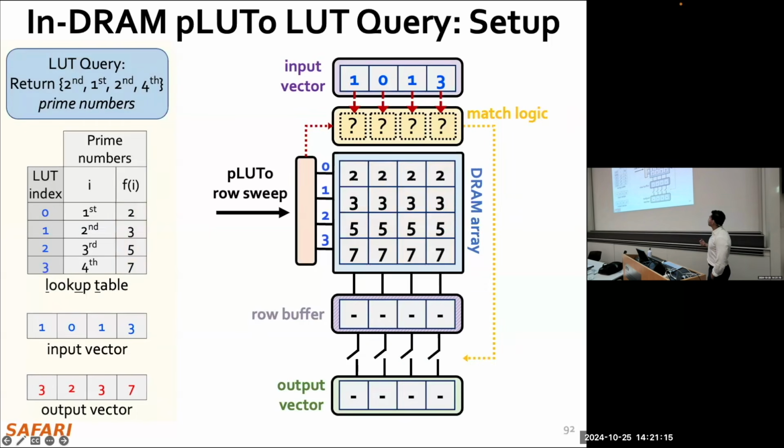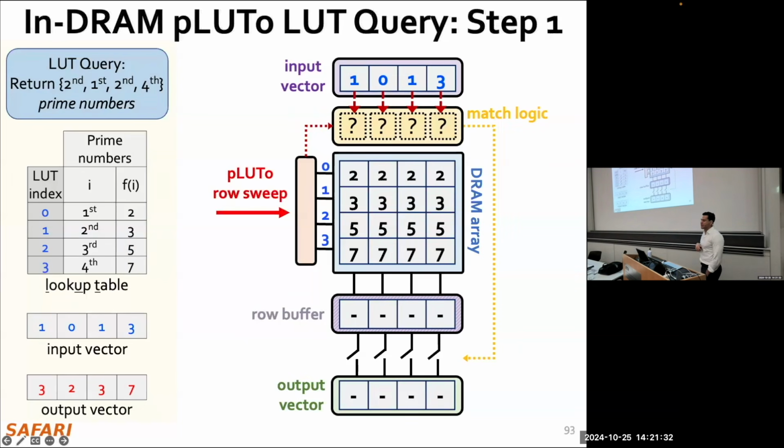To operate this, we are going to create a new instruction called Pluto row sweep. This works similar to how the auto refresh operation works. We are going to start activating each one of those DRAM rows one by one in order, with a single DRAM operation. So let's see how it goes.